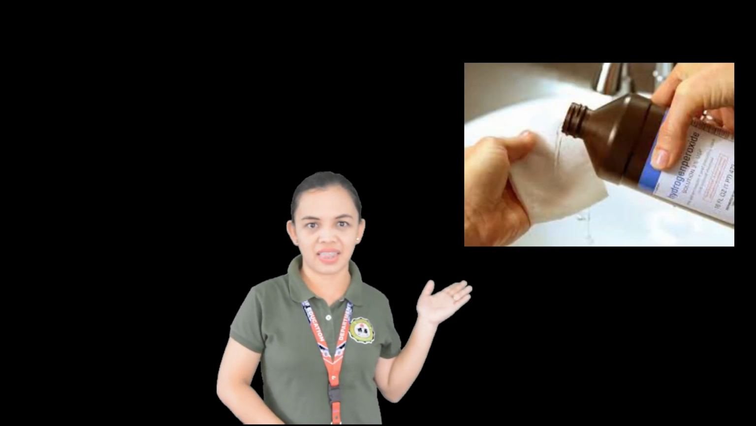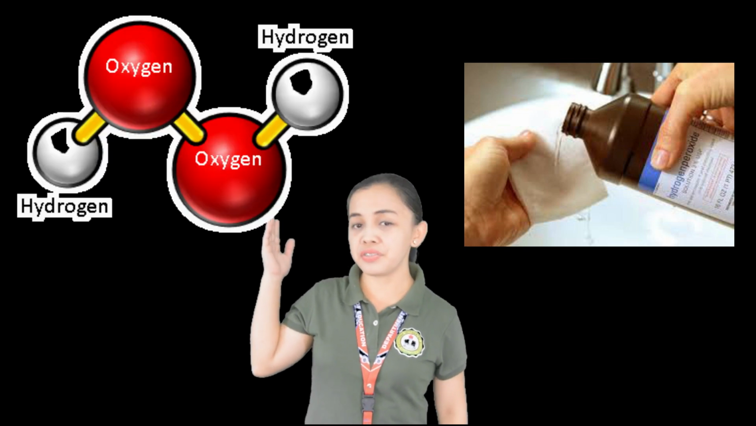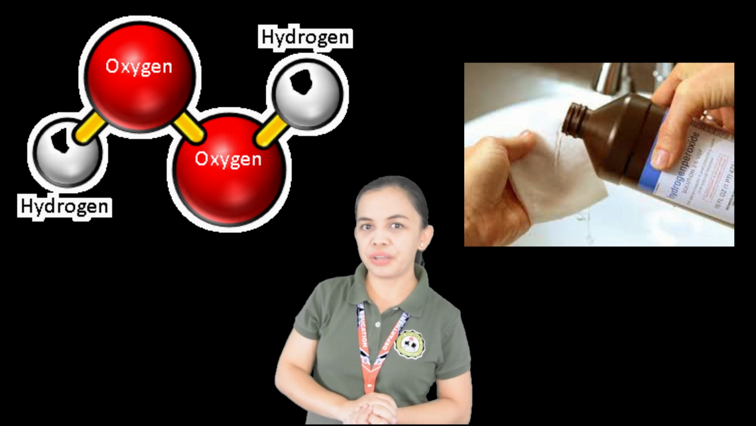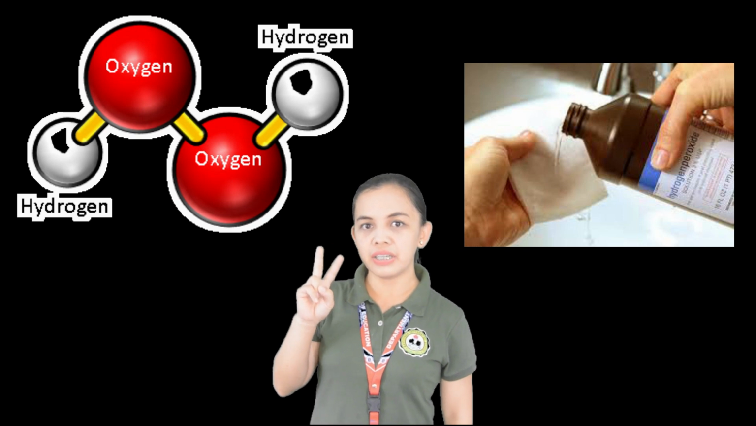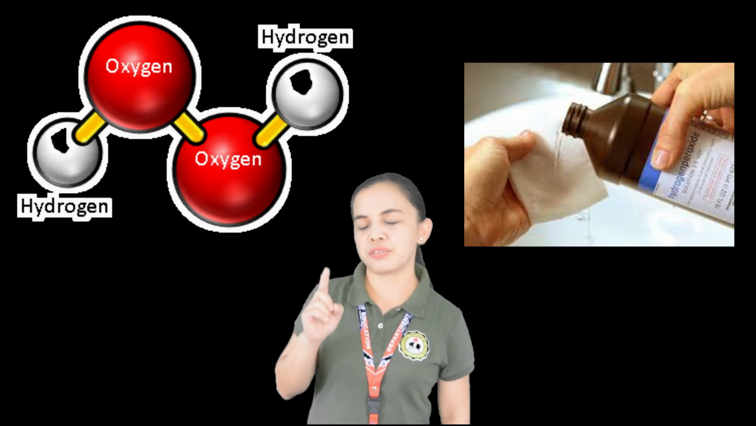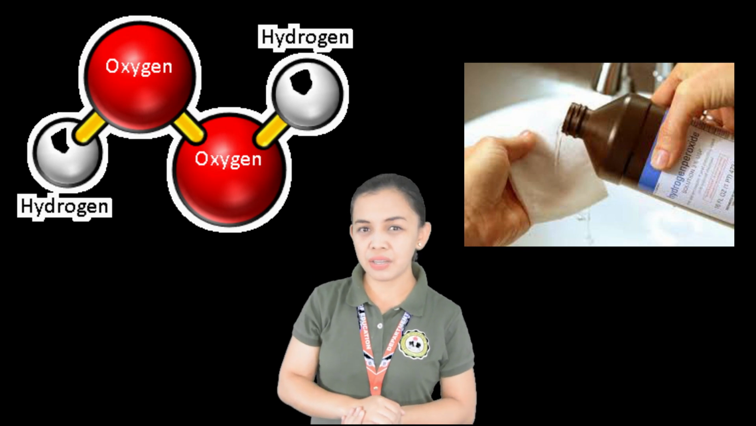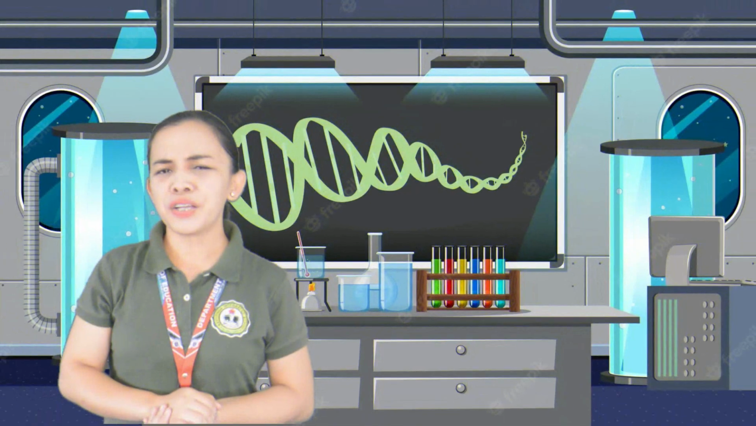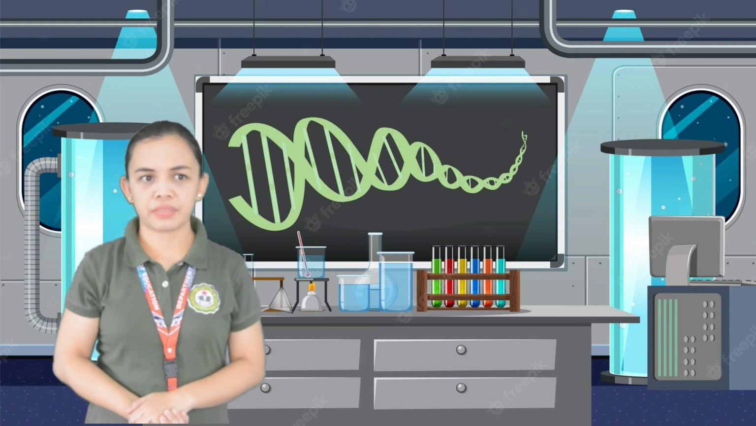Another example of a compound is hydrogen peroxide. We have 2 hydrogen atoms and 2 oxygen atoms. Again, 2 hydrogen atoms and 2 oxygen atoms are needed to form hydrogen peroxide. It is also known as agua oxigenada, which is an antiseptic. Compounds have different properties from the elements that make them up.